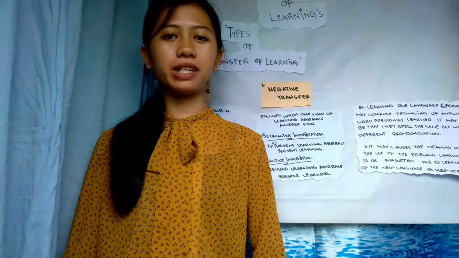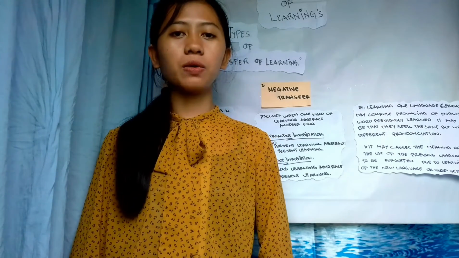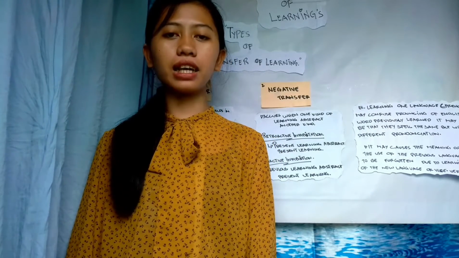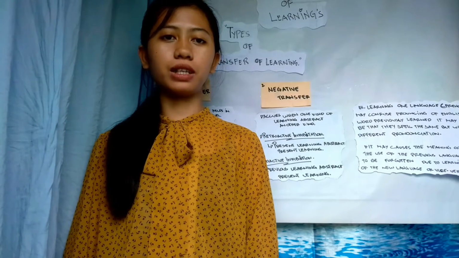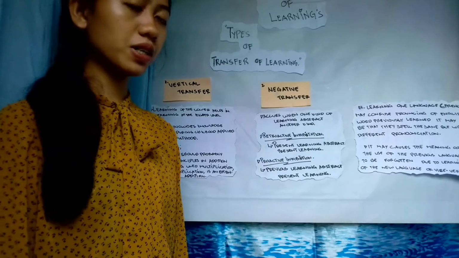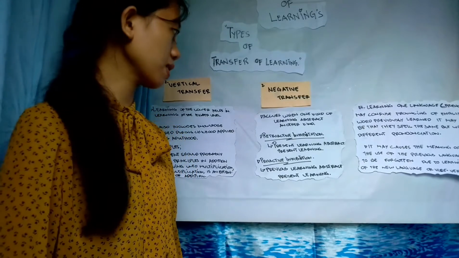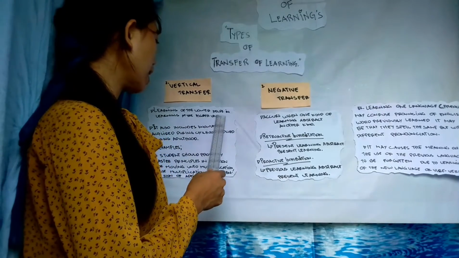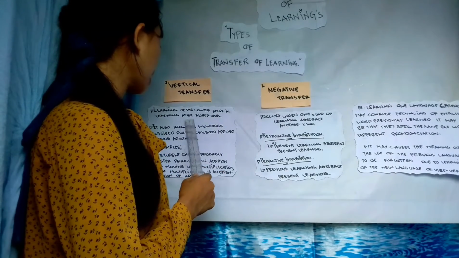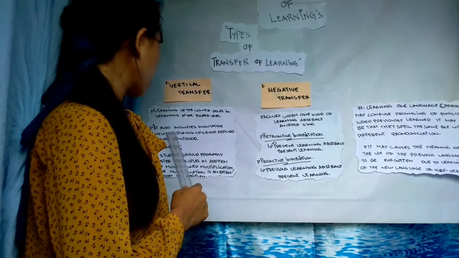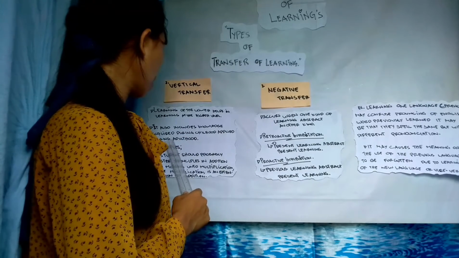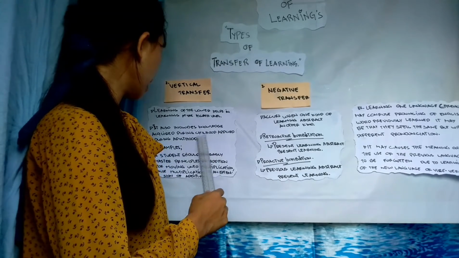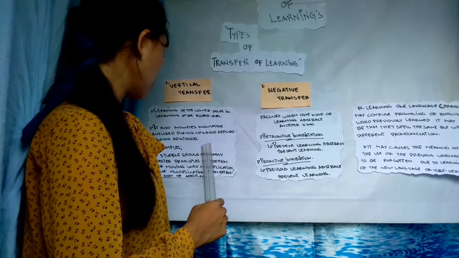So let's proceed to the second type of positive transfer of learning. What is the second type of positive transfer of learning? It is the vertical transfer. What is the vertical transfer? The vertical transfer is the learning at the lower level that helps in learning at the higher level. It also includes the knowledge acquired during childhood applied during adulthood.